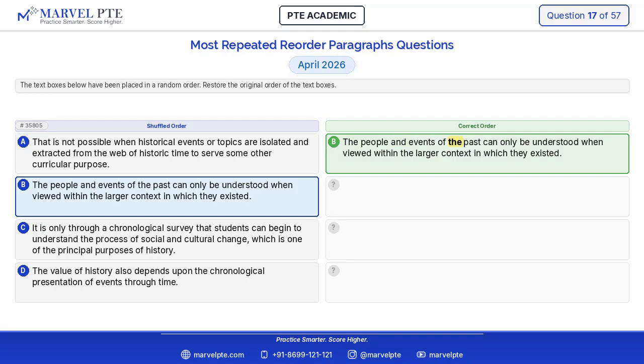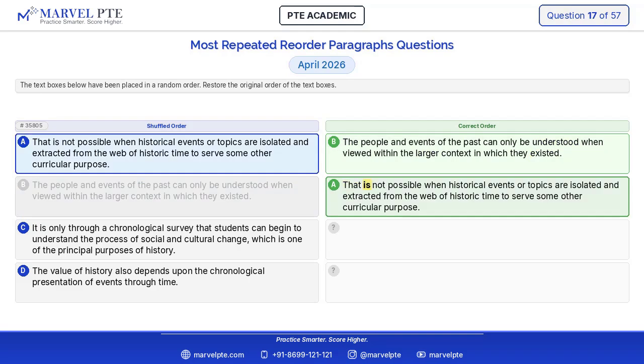The people and events of the past can only be understood when viewed within the larger context in which they existed. That is not possible when historical events or topics are isolated and extracted from the web of historic time to serve some other curricular purpose.